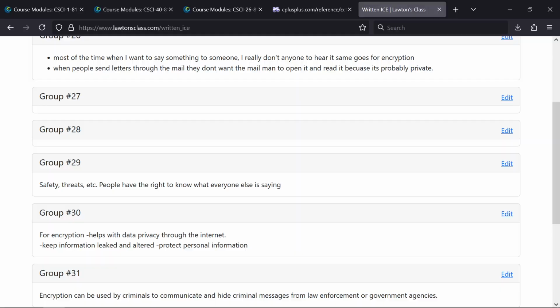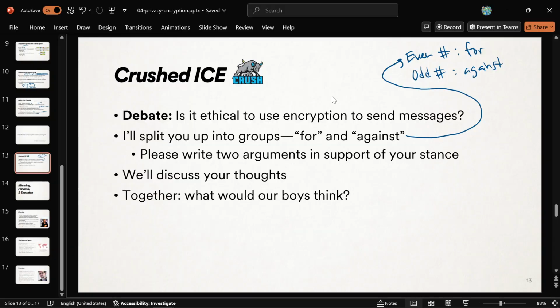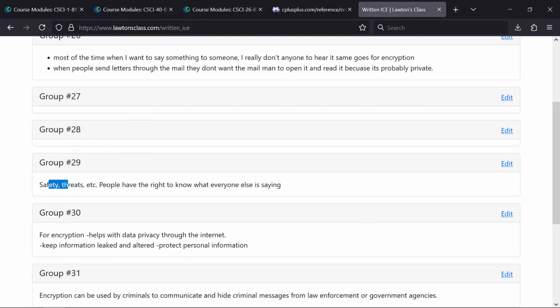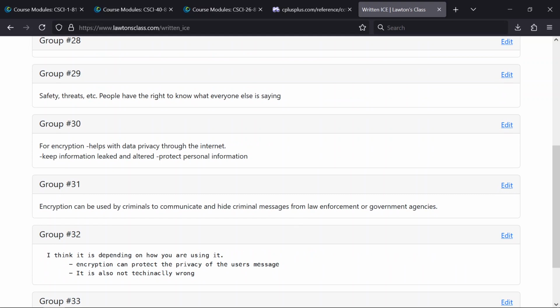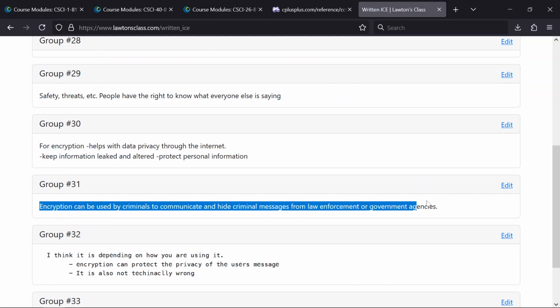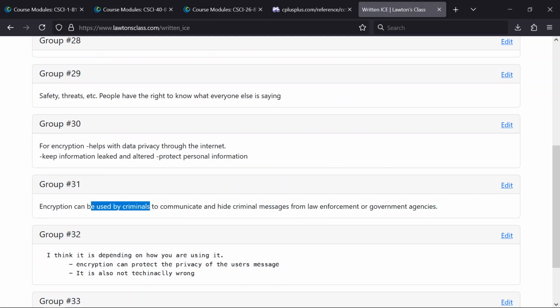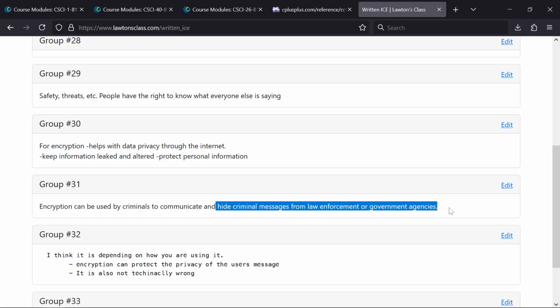We don't like privacy, or we don't like encryption. Why not? Let's see. Because safety threats. People should know because maybe some bad people are conspiring to do something. We could hook into that. We could find it. For the children, right? We want to make sure that everybody's safe. Another odd group, similar ideas. Encryption can be used by criminals, and if law enforcement suddenly can't see what they're doing. That would be nice, wouldn't it?